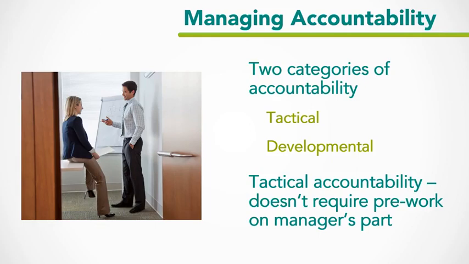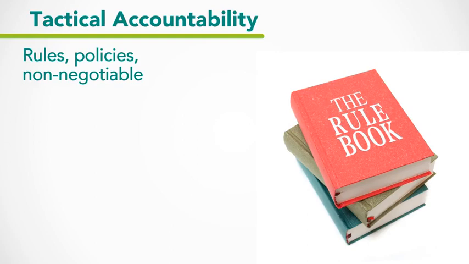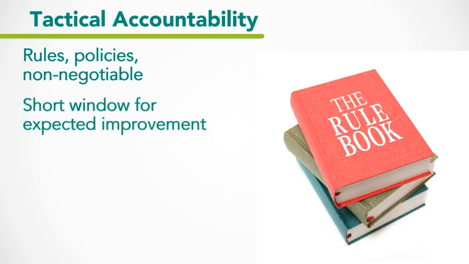So let me list what I'm talking about. Tactical accountability are things like rules, policies, sort of those non-negotiables that everybody in the organization knows. When we're applying tactical accountability, there's usually a short window for improvement expected of the employee. So for example, being late to work is tactical accountability.